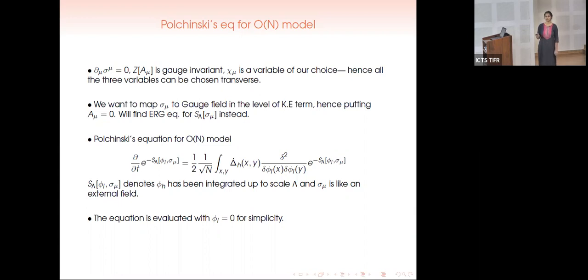So the Polchinski equation for the O(N) model is given by this expression, where S lambda of phi L and sigma mu denotes that phi h has been integrated up to scale lambda, and sigma mu is like an external field. For simplicity, one can evaluate with phi L equal to 0. In order to get physical results, at the end, one needs to put lambda equal to 0.